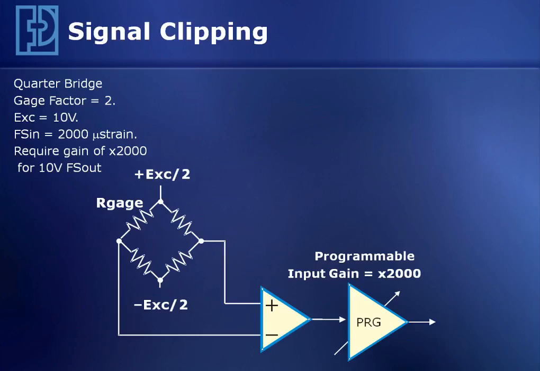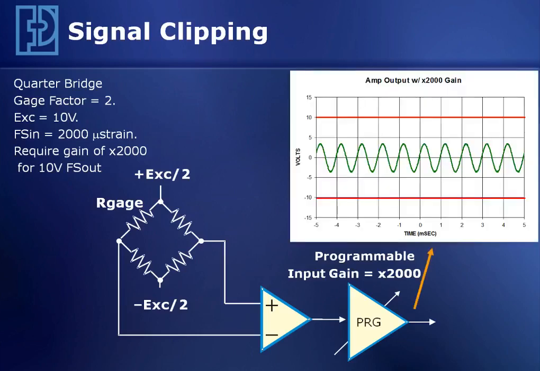As an illustration of signal clipping and what can occur, we'll just take a simple quarter strain gauge bridge where we desire to measure a full scale of 2,000 microstrain, and we calculate that with a gauge factor of 2 in a quarter bridge configuration and 10 volts of excitation, that we require a channel gain of 2,000 to give us 10 volts full scale out for 2,000 microstrain. Now, in a normal situation where we don't have any noise coupling into our circuit, we'll have sinusoidal strain measurement, and we'll get a nice clean signal out.